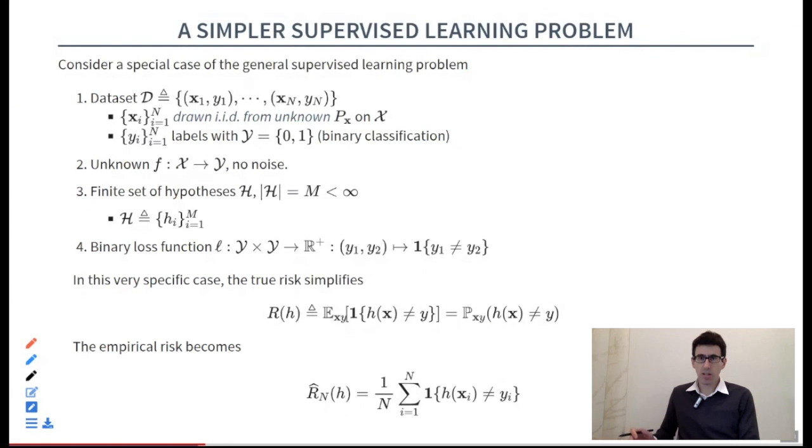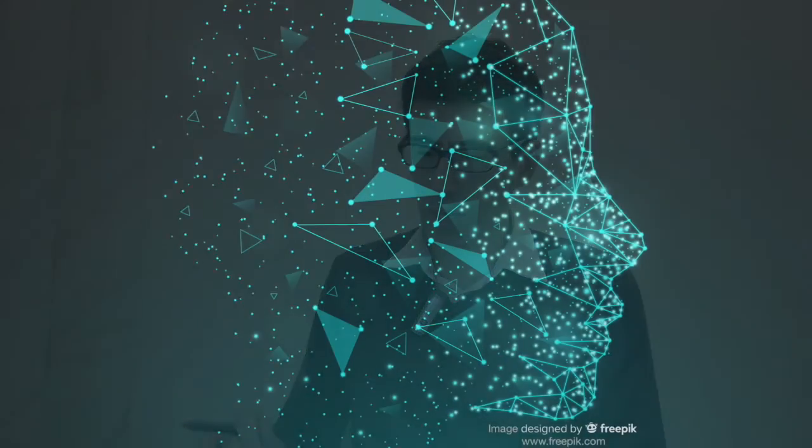The other thing that you can notice is that the empirical risk becomes quite simple too. If you substitute the binary loss function that we are using here for the general loss function in the general definition of the empirical risk, you see that your empirical risk is just an average of indicator functions. So that's the model that we're going to use.